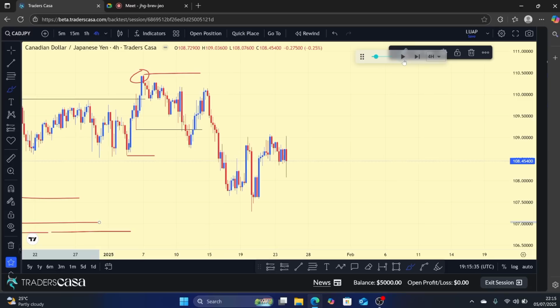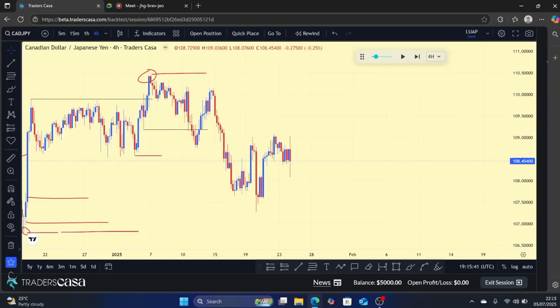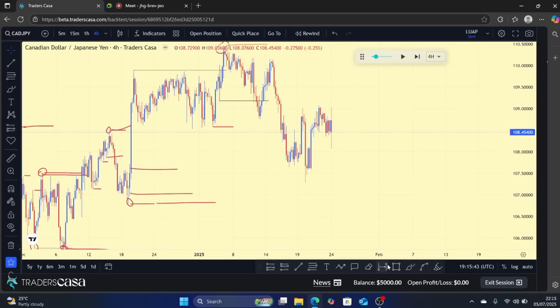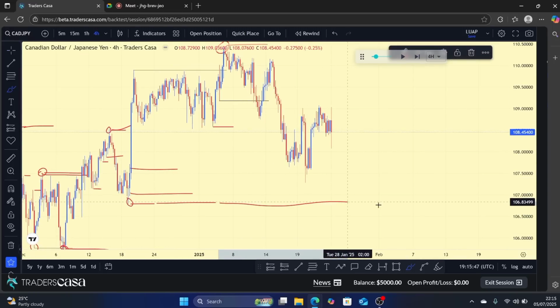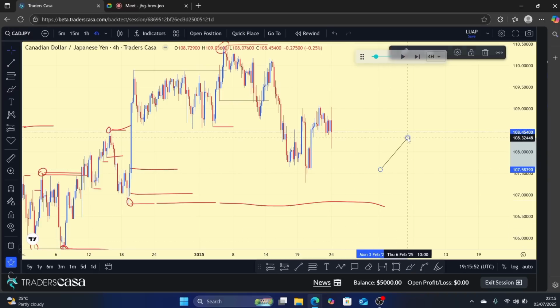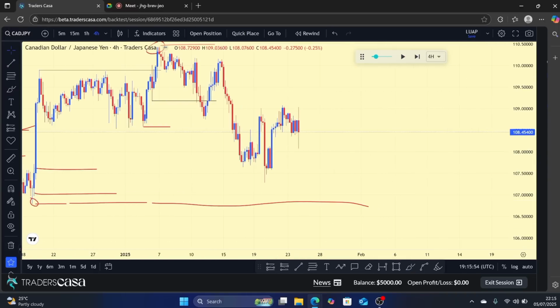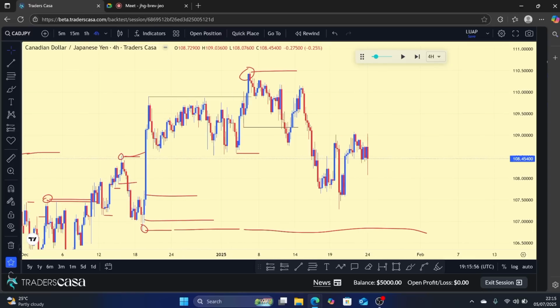You can see that our low is still protected. Our trading range low is still protected. That's the most important thing. Our trading range low is this one here, and this low needs to be protected. If price breaks past that, that's a valid change of character. All right, so let's see what price does.